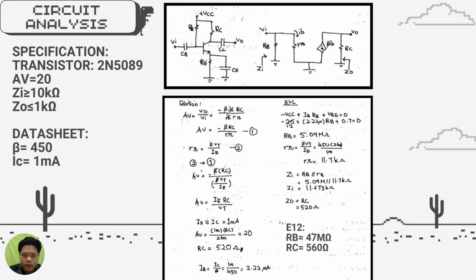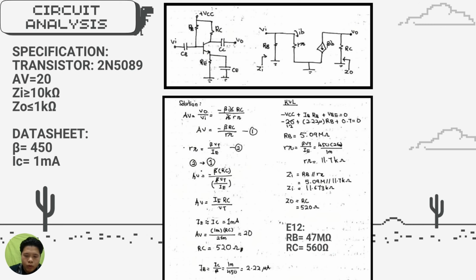For BJT, we know that we can get RB equal to 5.09 mega ohms, and now we get RB and RC. Now we want to find ZI and ZO for the specification. For the ZI, we can find ZI is RB parallel with R pi.